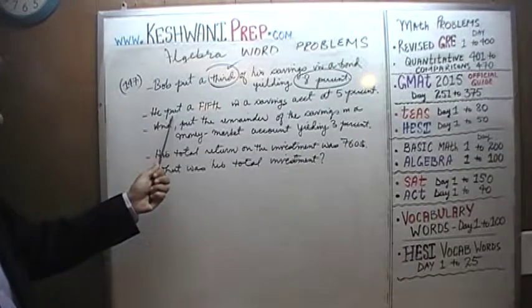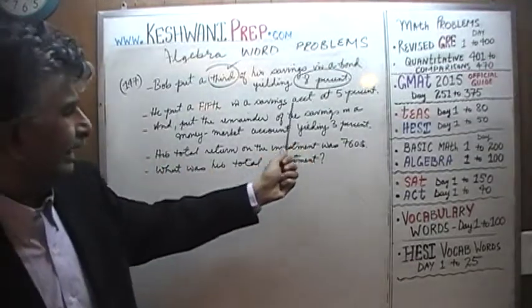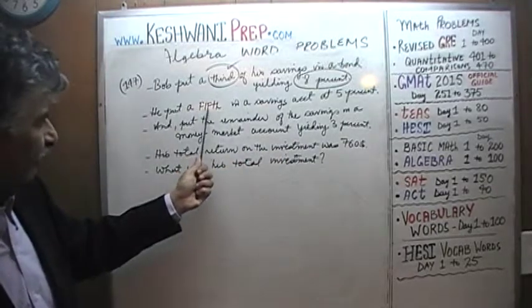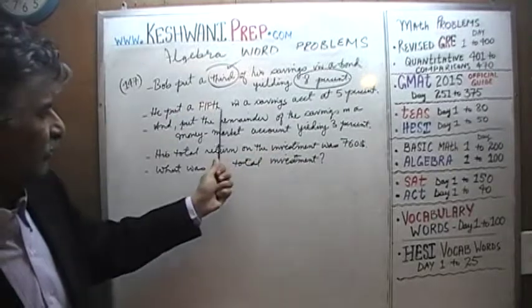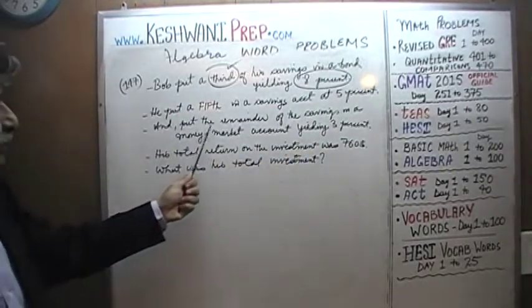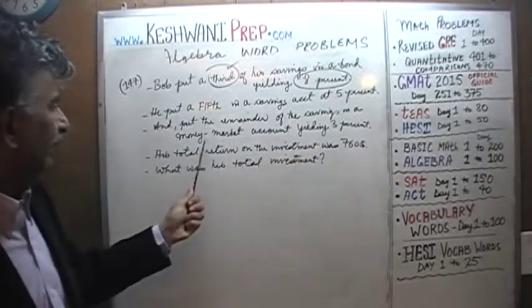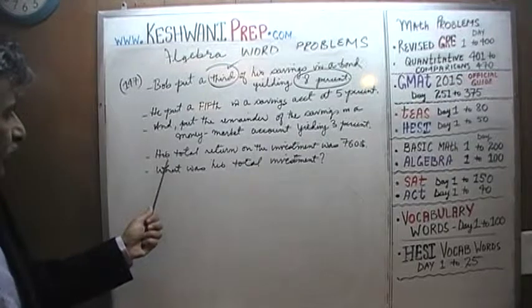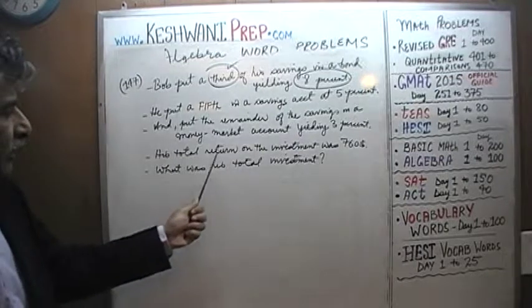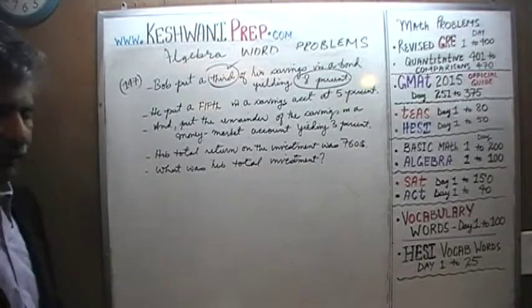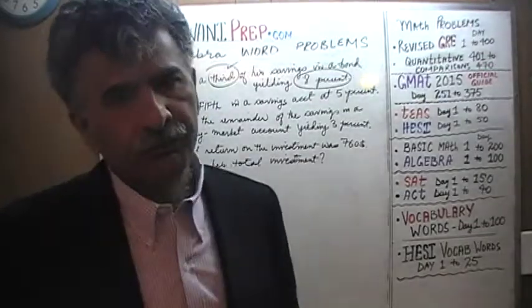We are told further that he puts a fifth of his savings in a savings account at 5% and puts the remainder of the savings in a money market account yielding 3%. We are told further that his total return on the investment was $760 even. The question simply is, what was his investment in the three accounts?